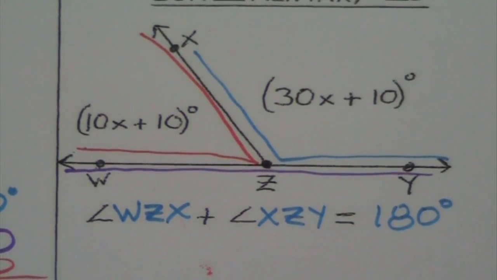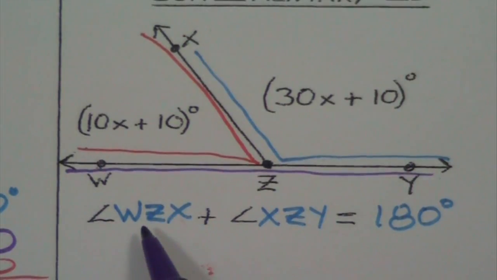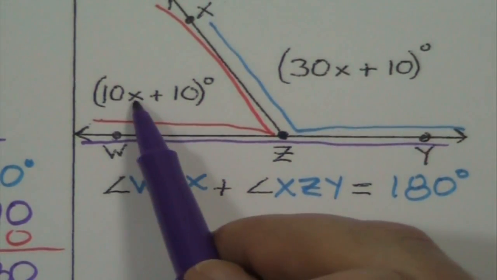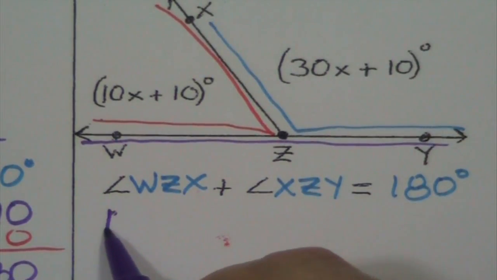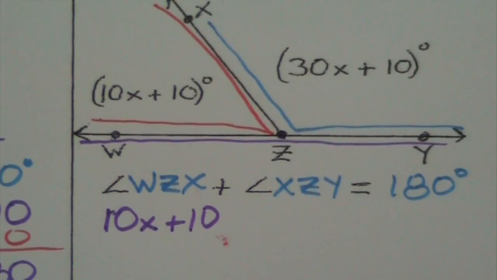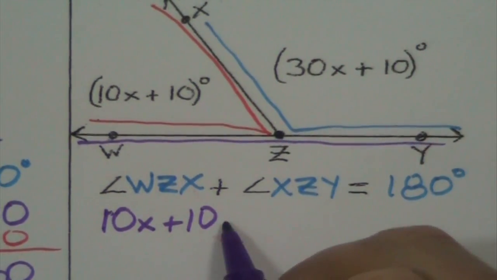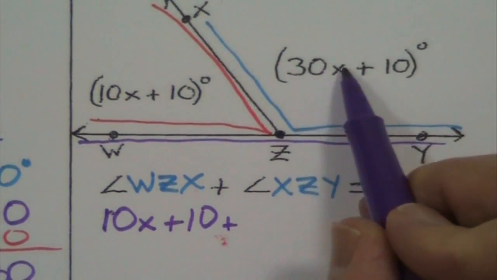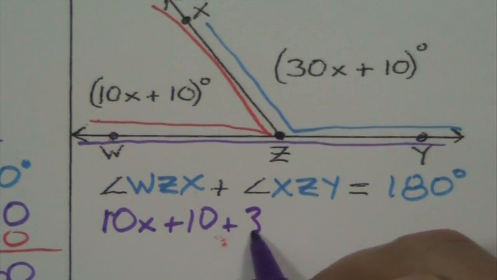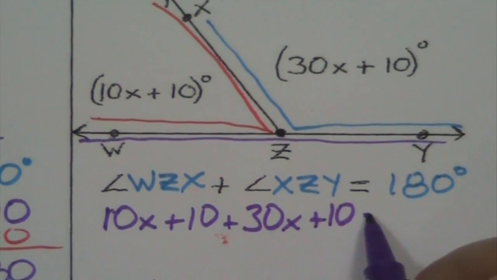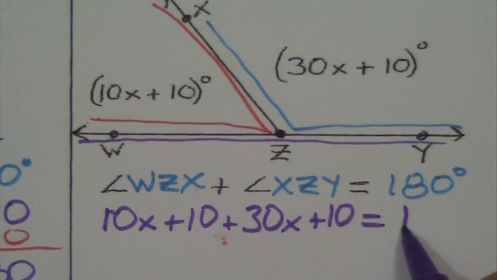Okay, now we'll substitute the expressions in there for the angles. So this angle here, WZX, is 10x plus 10. So let's write that in there, 10x plus 10. And then we have the other angle, XZY, which is this one here, 30x plus 10. So 30x plus 10. And all that equals 180.